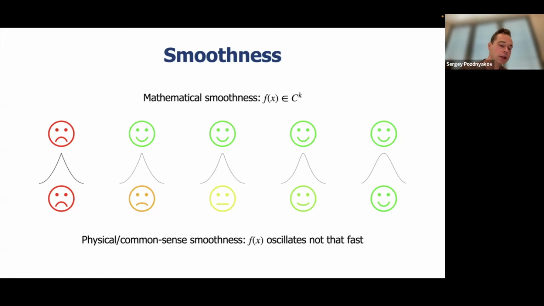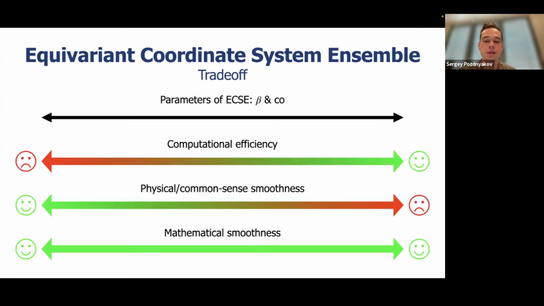Now we can come back to our trade-off between smoothness and computational efficiency. The parameters of the symmetrization protocol, such as beta, define the trade-off between computational efficiency and physical or common sense smoothness. The rigorous mathematical smoothness is never compromised. So that is pretty much everything I intended to tell about the symmetrization protocol.